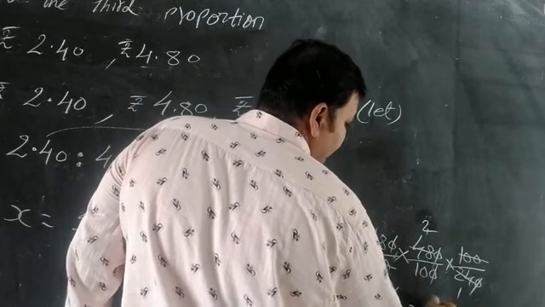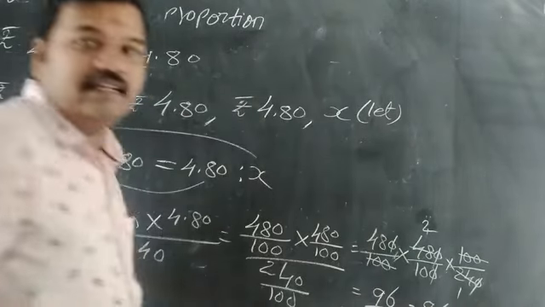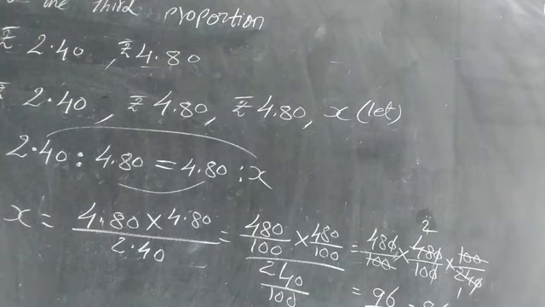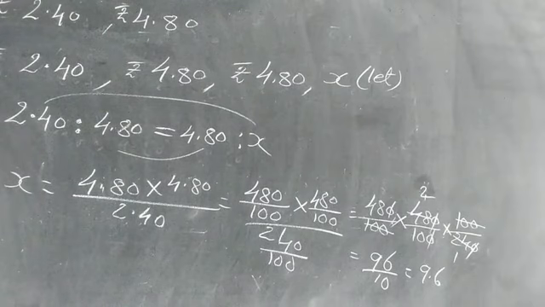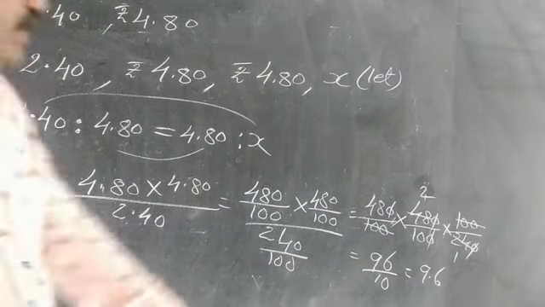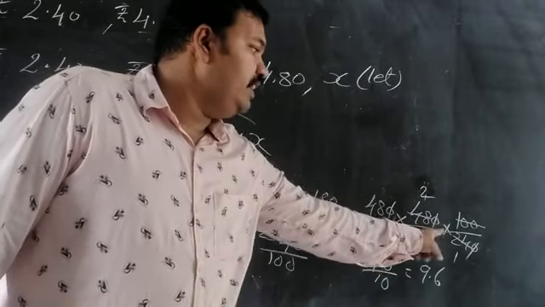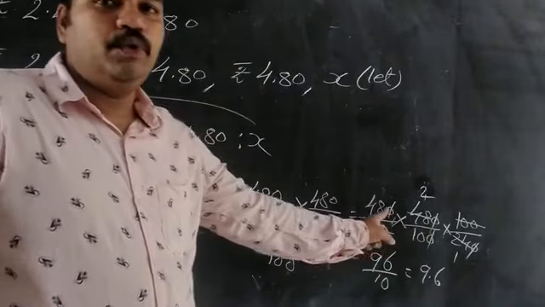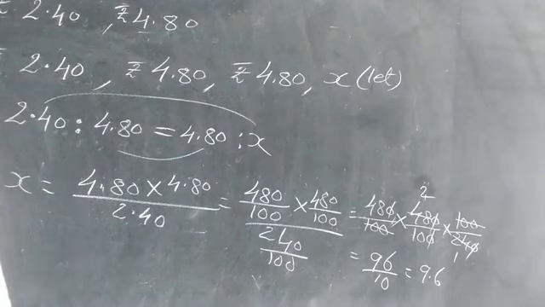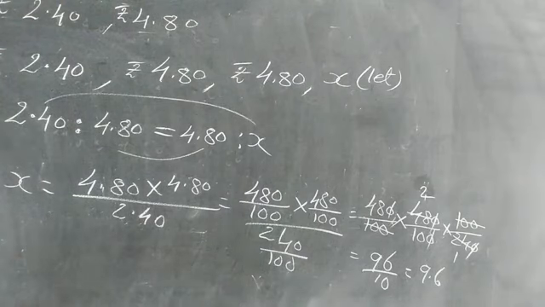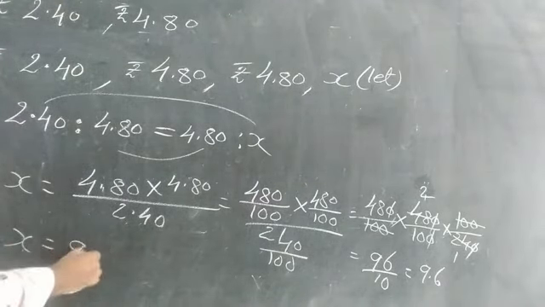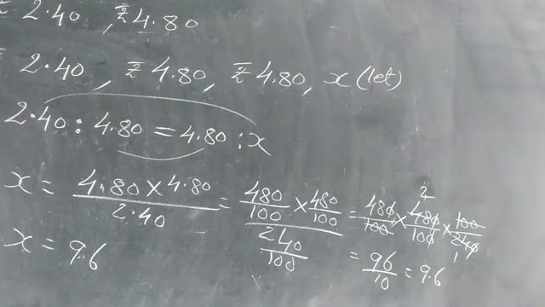96 by 10 is 9.6. Once again, see the cancellation: 0 0, 100 100, 0 0. 24 table 2 times 48. Multiplication 24, 4 times. So 48 into 2 is 96. 96 by 10 is 9.6. It will cancel, but we want the decimal form. Therefore our sum answer is x equal to 9.6.